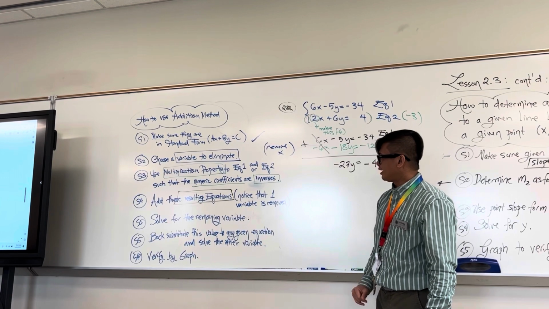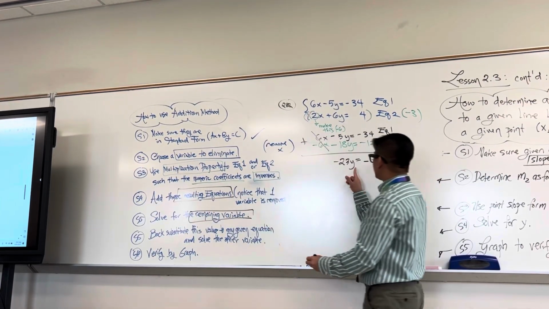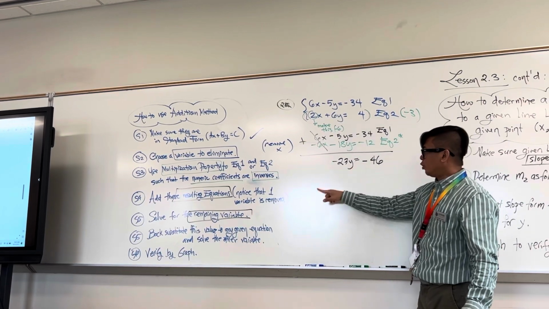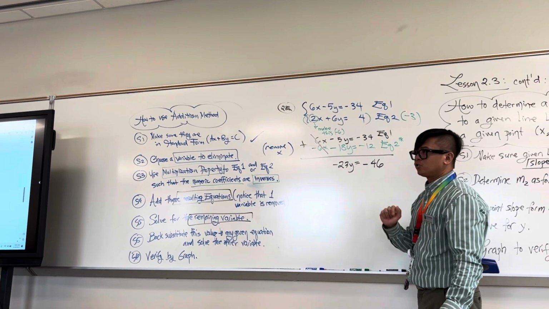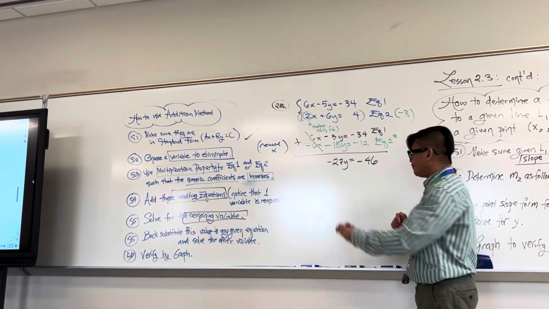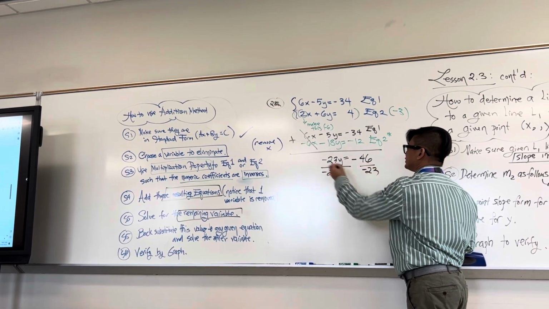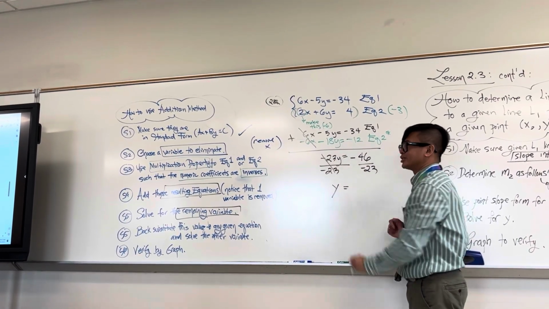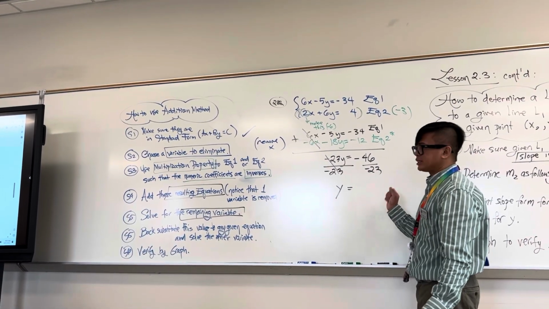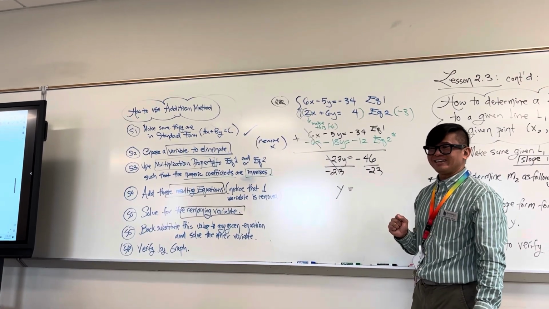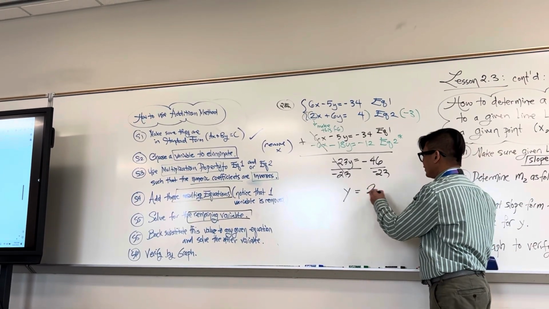Next, step number 5. Anna, step number 5. Solve the remaining variable. Thank you. And what's the remaining variable in here? Y. Notice the x is cancelled. So to remove negative 23, divide. Very good. Hence y is equal to, McKinsey, what's that? Negative 46 divided by negative 23. Very good, Emma. Positive 2.